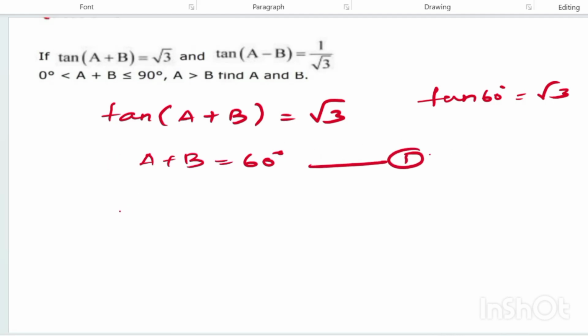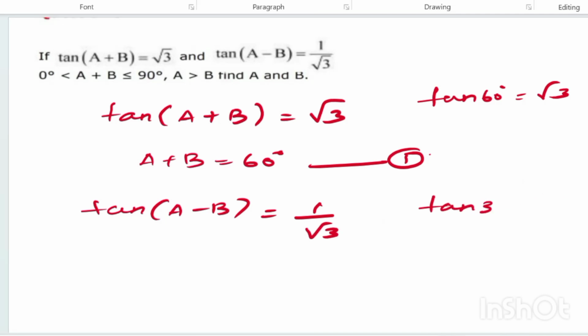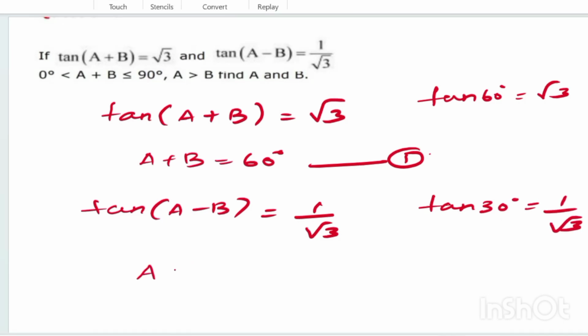And now what is given? Tan(A - B) is equal to 1 by root 3. What is the value of 1 by root 3 for tan? Tan 30 degrees is equal to 1 by root 3. So A - B is equal to 30. This can be the second equation. Now we have to find out A and B. For that, let's try eliminating either one.